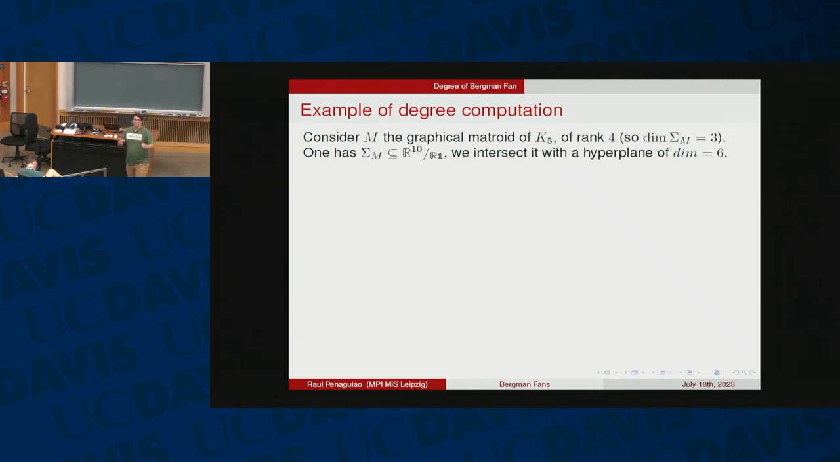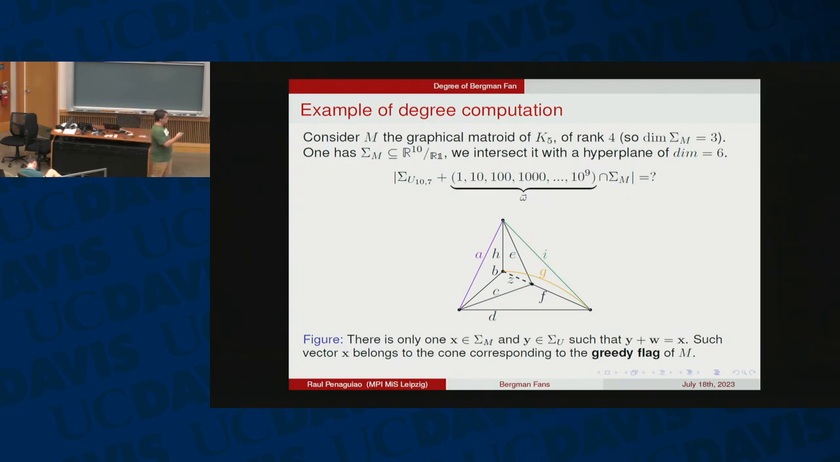So we have a Bergman fan, now a different one, and this is a tropical variety, and we want to count the degree. So we intersect it with the right dimension fan, which comes from a uniform matroid. In this case, the graphical matroid K5 has rank 4, so dimension 3. We want to intersect it with a fan of dimension 6, because the ambient space has dimension 9.